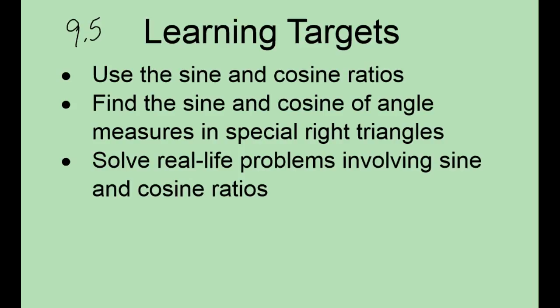So now we're going to look back at our learning targets. First, we had to use the sine and cosine ratios. The big thing to note with these sine and cosine ratios is first figuring out which one am I going to use. And you can determine that based on the side lengths of the triangles that you're given. And then we used our special right triangles, our 45, 45, 90, and our 30, 60, 90 to find the sine and cosine of certain angle measures there. Then I can use this to solve some real life problems using that sine and cosine ratio.